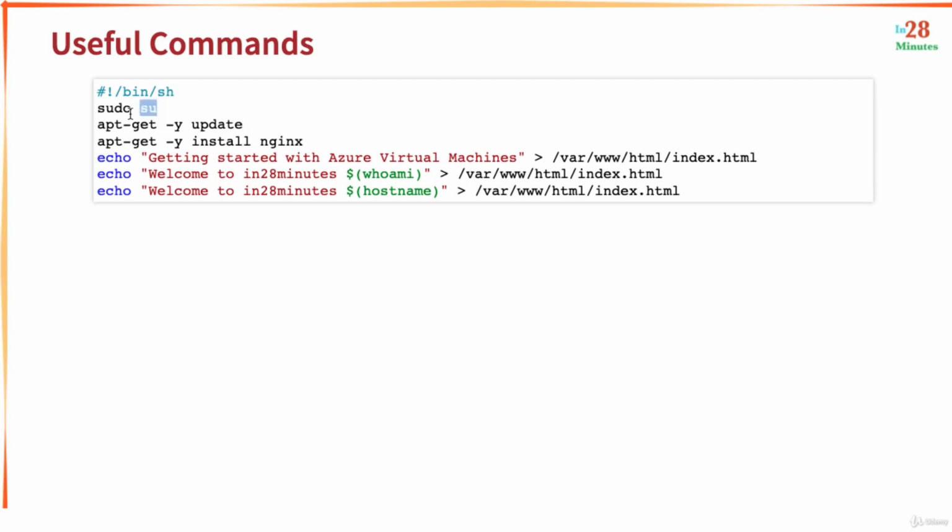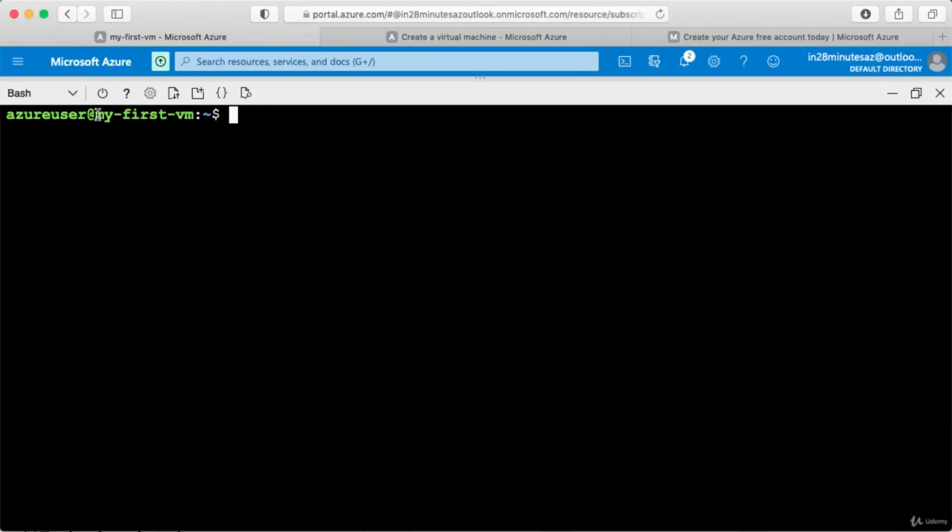The first one that we would execute is sudo su. So sudo su. This is to become a super user. We would want to install software, so we'll become a super user before we would install software.